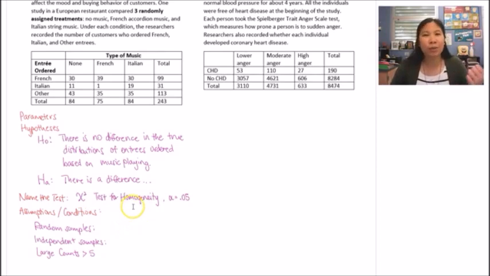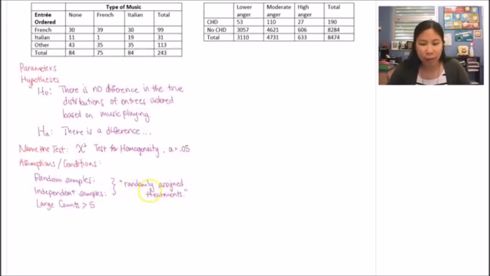The random samples that we need, independent samples that we need, and then for chi-square it's the large counts has to be greater than 5. So in this problem we were told that we had randomly assigned treatments. So remember, randomly assigned treatments takes care of both the random and independent samples. Alright, so I'm just going to state that I have randomly assigned treatments. Finally, I have to check for large counts. It's when our expected values need to be greater than 5.